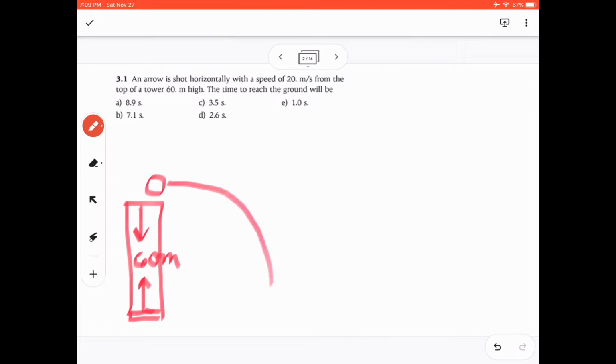Then you're going to shoot it horizontally, and of course you have a V initial here, VOX. VOX will be constant all throughout the motion if it's a horizontal projectile motion. This motion is projectile motion, specifically horizontal projectile motion. So the VOX is 20 meters per second, and then we're required to solve for the time.